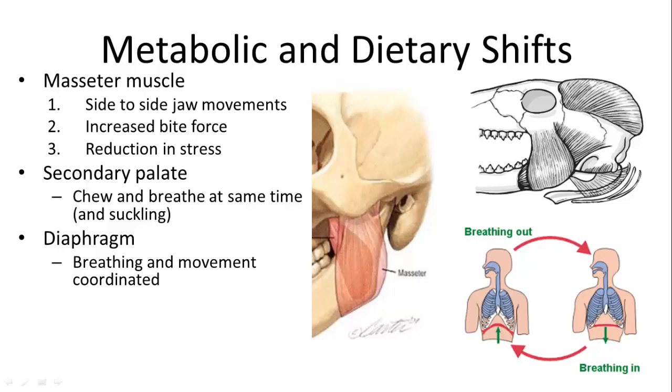The diaphragm, here's a picture here, is a muscle that extends below the lungs and the thoracic cavity. It separates the thoracic cavity from the abdominal pelvic cavity. And by flexing and relaxing this muscle, you cause air to come into the lungs. It also is coordinated with movements, so that allows for more efficient breathing while exercising. So that allowed for more movement of the mammals with this.